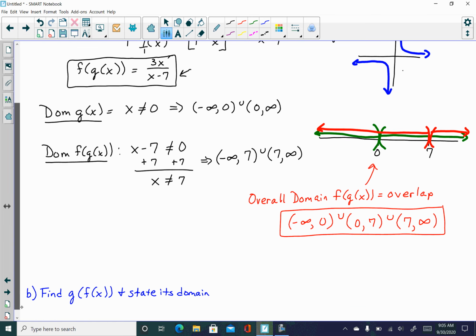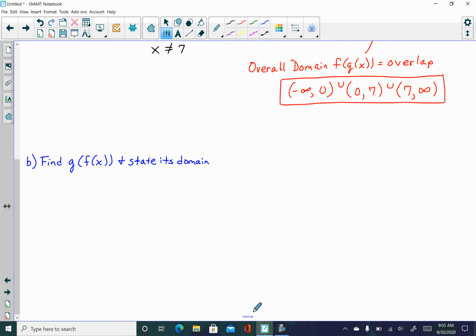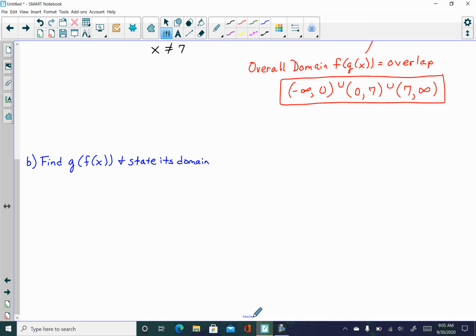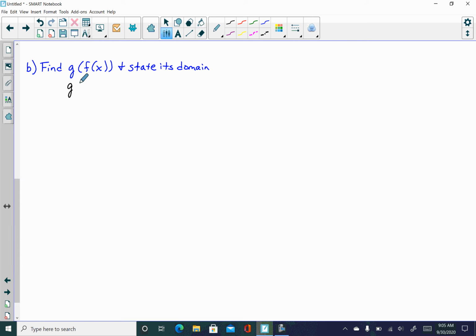All right, we'll move on down then. Let's work this the other way. Let's find g of f of x and state its domain. So for g of f of x, here f of x is 3 over 1 minus 7x.